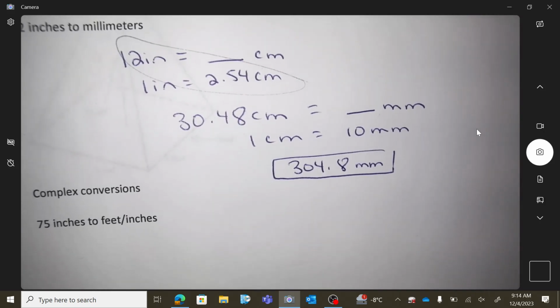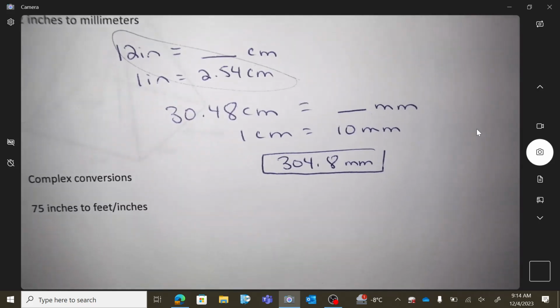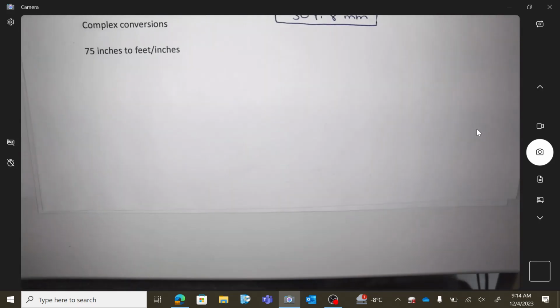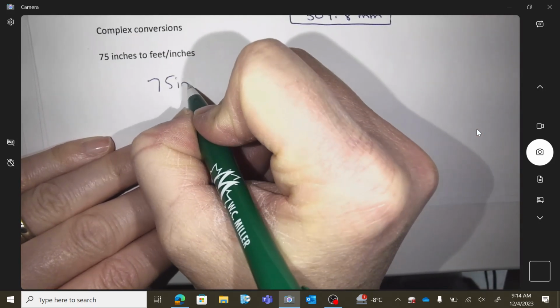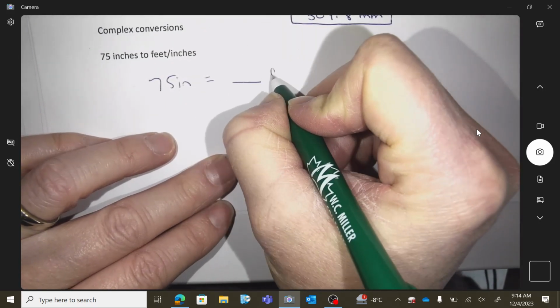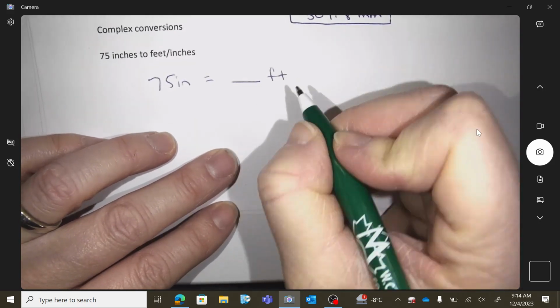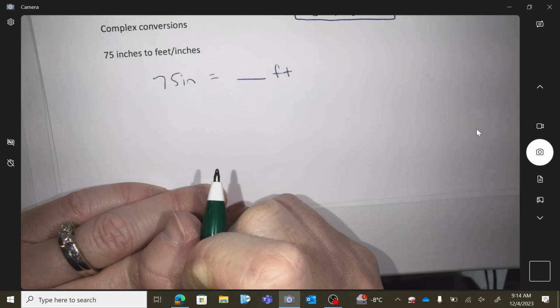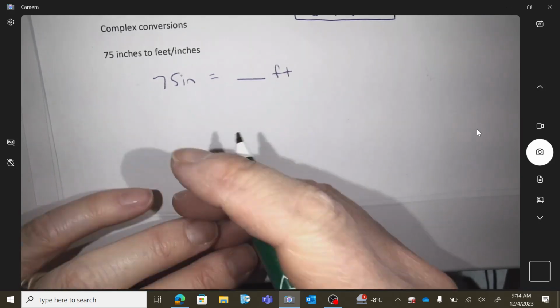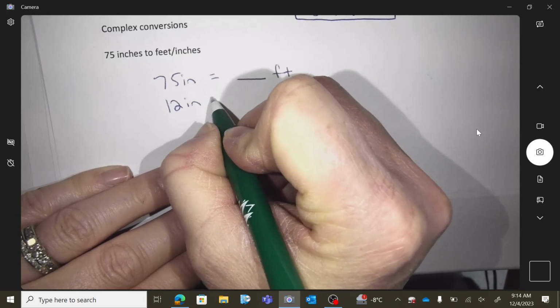Okay, so now let's talk about the complex conversions. So 75 inches to feet and inches. So let's first of all go to feet. So maybe you have this one memorized. There's 12 inches in 1 foot.